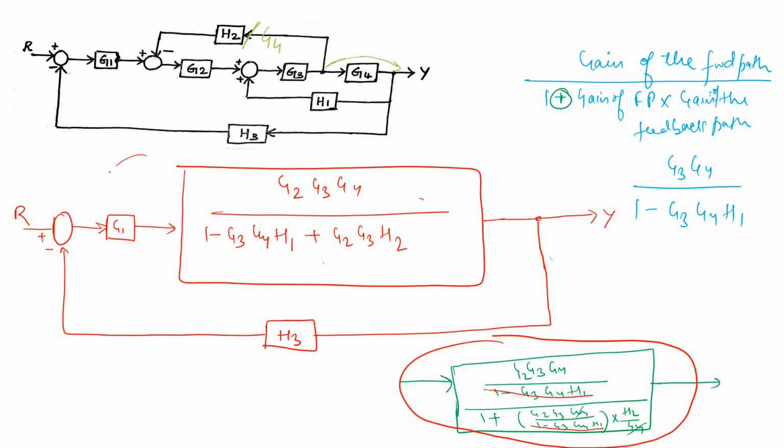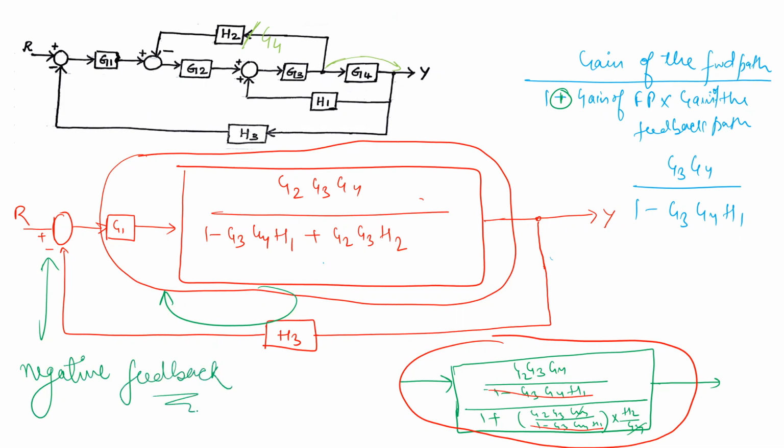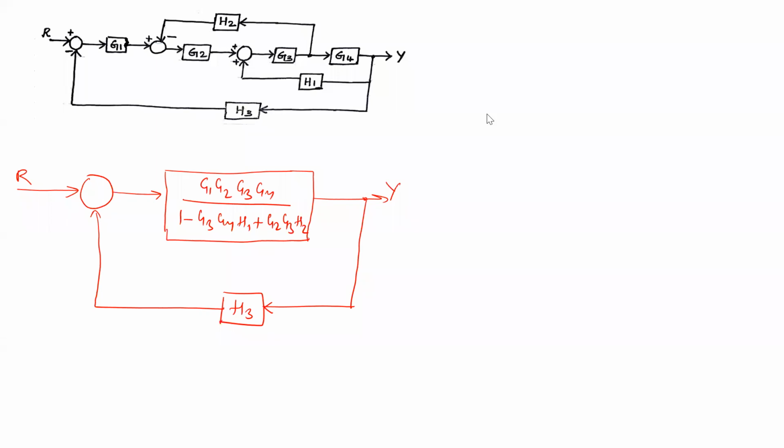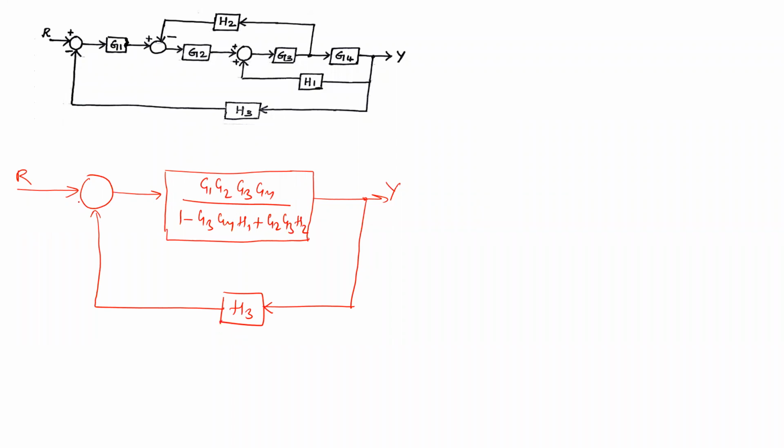So now, as you can see, these two are in cascade to one another, and then this is a feedback loop. And it is a negative feedback. So let us simplify this one also, and let us see what will be the answer. We have cascaded these two blocks, G1 and this one. So when we cascade these two, we will get this one as a single block.